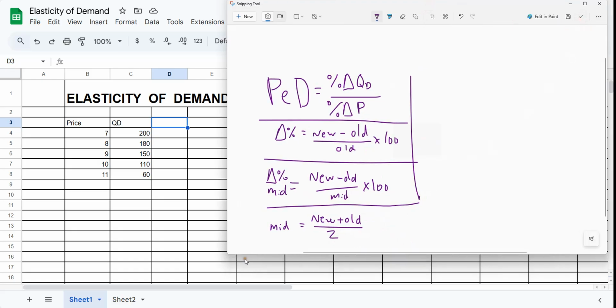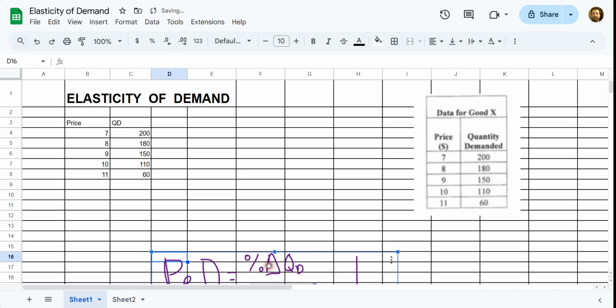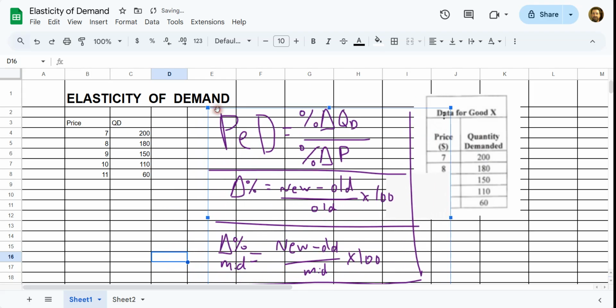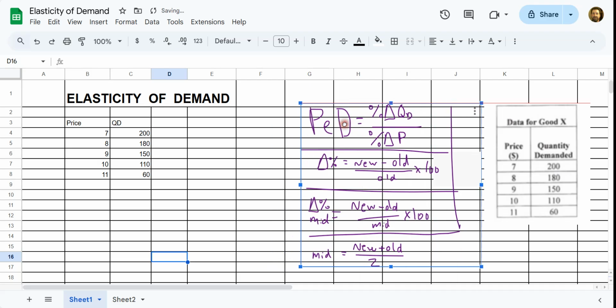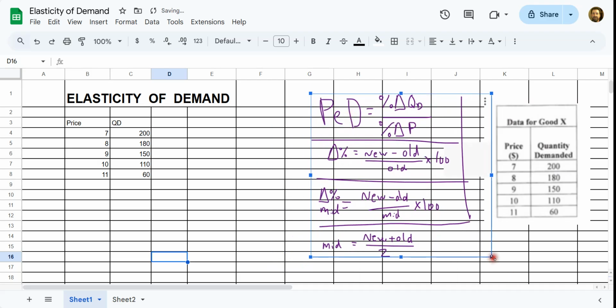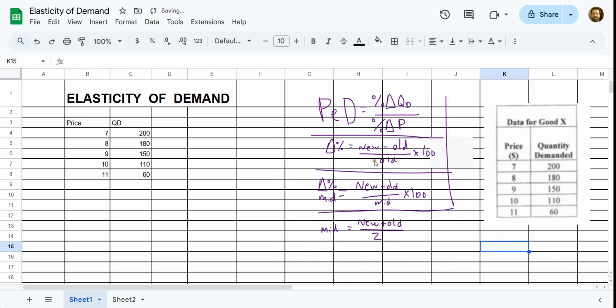So I'll put these right here. We'll make that a little smaller. I guess I don't have a white background on that, that's too bad, but there are our formulas right there. Okay, let's do it without the midpoint.